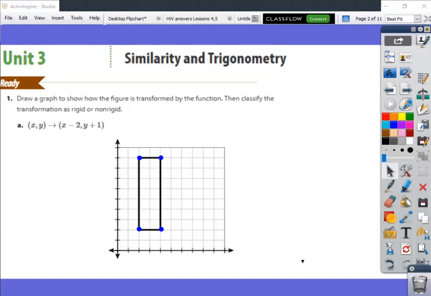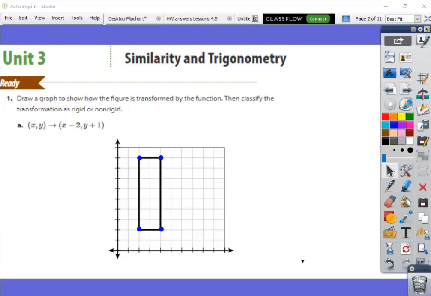Just going over the getting started for Unit 3. A couple of things that will help you out in this unit and a couple of things as review from Unit 2. So let's go ahead and begin.